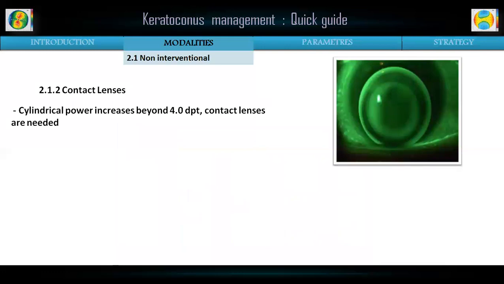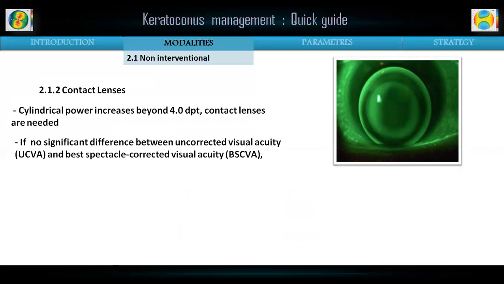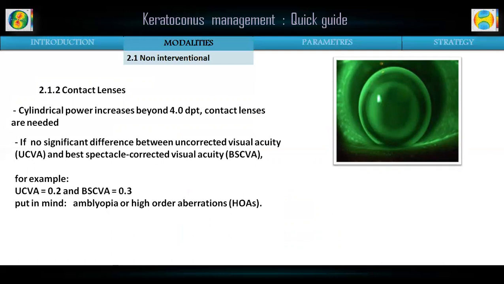Contact lenses are generally needed if we have a cylindrical power increase beyond 4 diopters, and if there is no significant difference between uncorrected visual acuity and best corrected visual acuity. In this case, for example, if we have uncorrected visual acuity 0.2 and best corrected visual acuity 0.3, we have to keep in mind two diagnoses. First is amblyopia of this eye, or high order aberration.